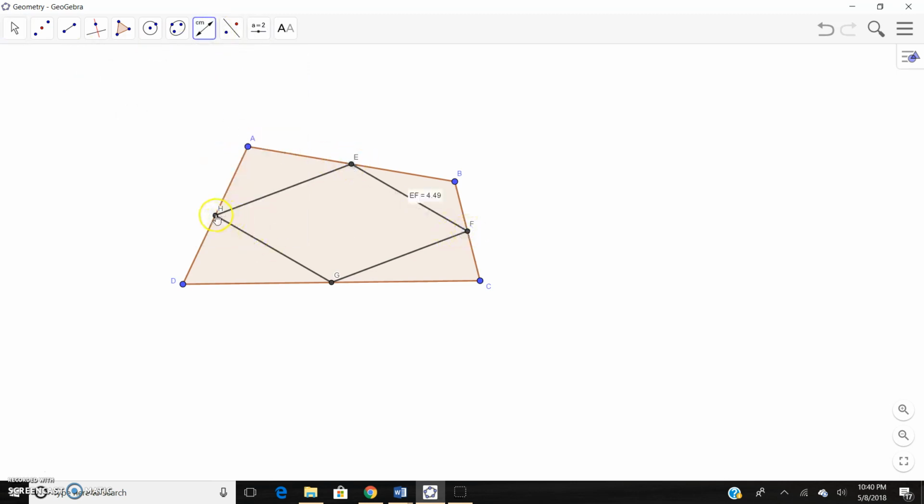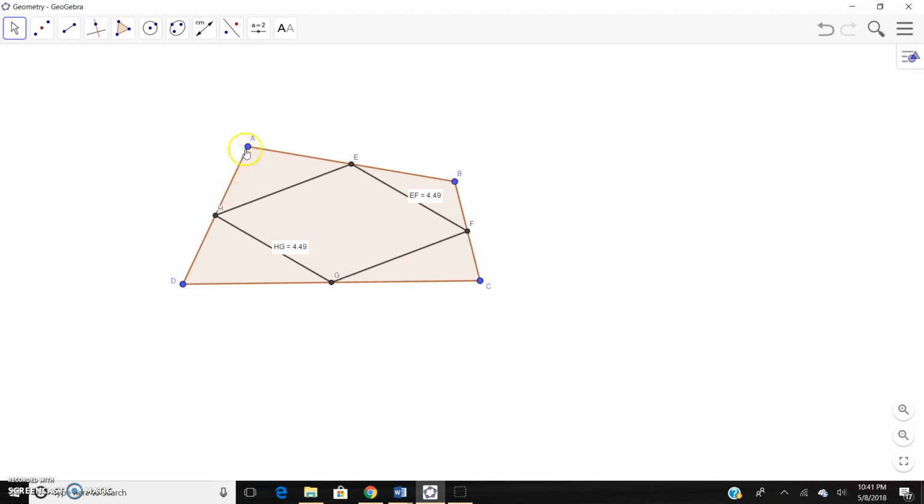We can measure that side and this side. And something that I noticed right away here is that these are the same length. They're equal. And so I would say that they'll be equal all the time. If they're equal right now, why wouldn't they be equal all the time? Or you could say that the sides would be congruent all the time.